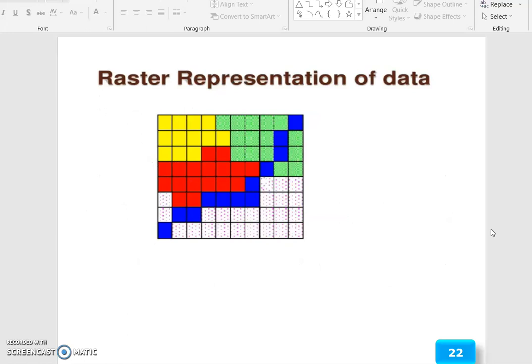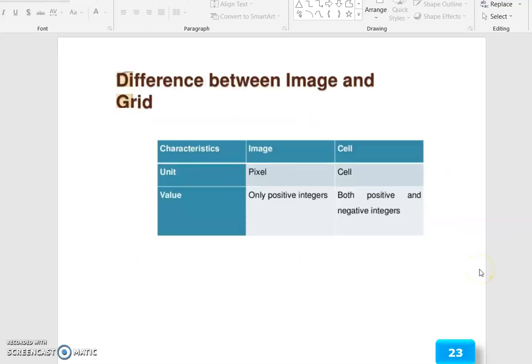So see the raster representation of data, like in a grid, the small boxes are represented. The difference between image and grids: the image has a unit value called a pixel, whereas a cell is called a cell. The value of the image is only positive integers, whereas the cell has both positive and negative integers.